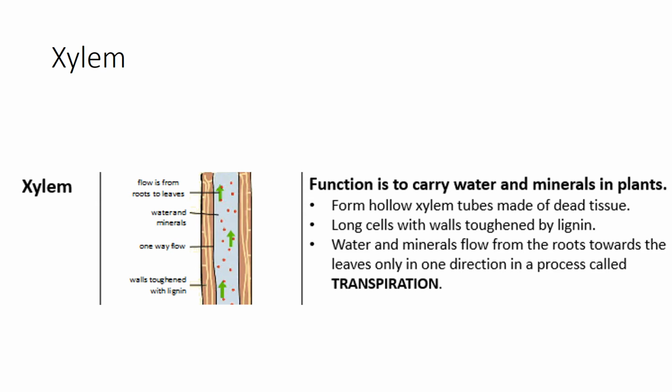Now they're really long and toughened with lignin, which means that they offer support to the rest of the plant as well. It's kind of like a bone structure, but they're hollow inside and carry water and minerals. And the water and minerals flow from the roots towards the leaves only in one direction. Now that process is called transpiration.